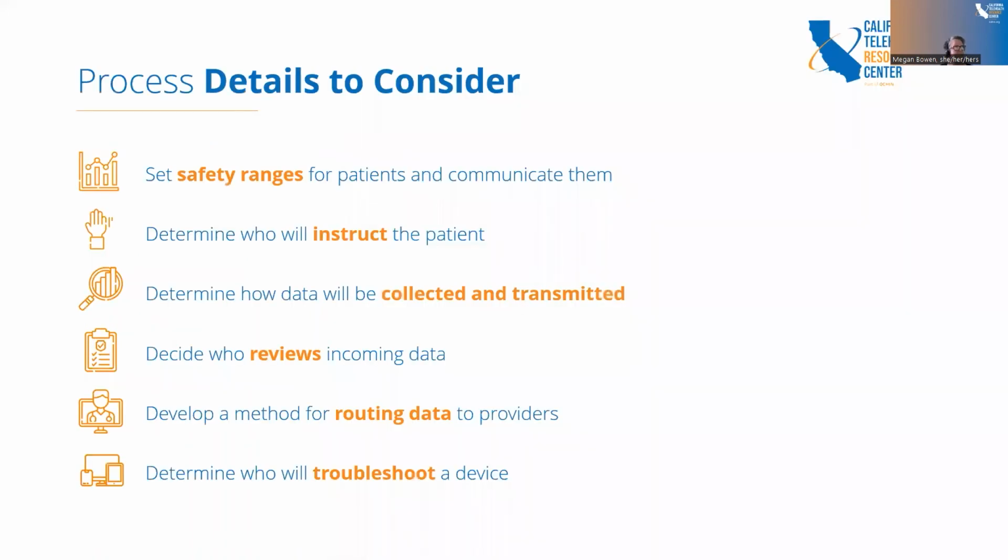Process details to consider. Set safety ranges for patients and staff and communicate them. Determine who will instruct the patient. The patient really needs a single point of contact, and that should not be the clinician. Also know your population. Just because someone is a gamer, like I said earlier, doesn't mean they're going to be able to instruct your patients on how to use RPM devices. Just because they're tech savvy, they may not be able to do that.